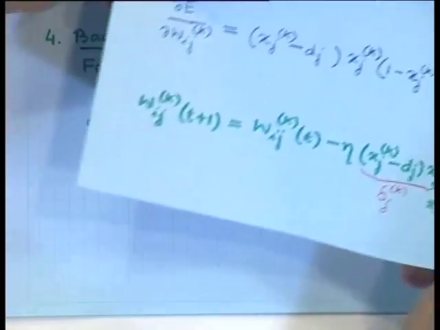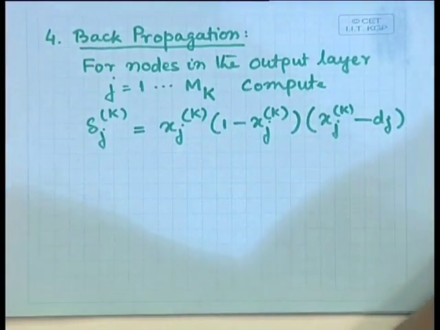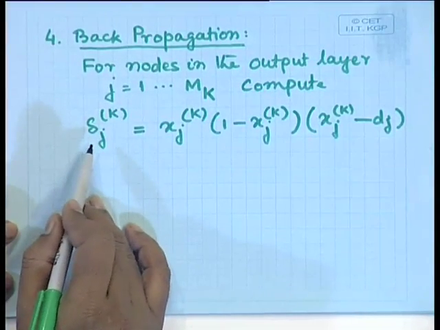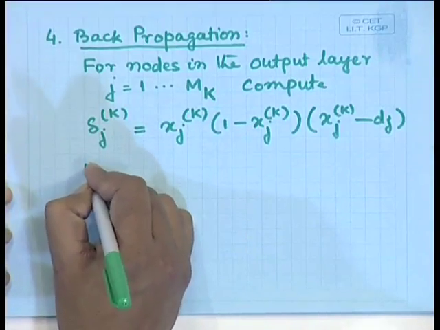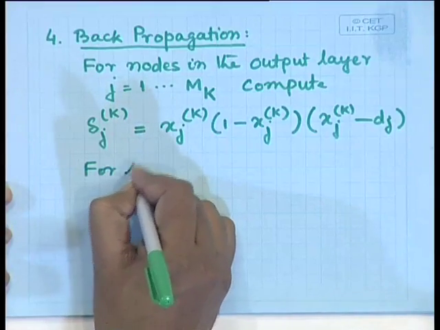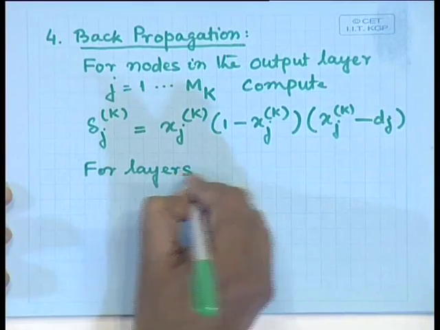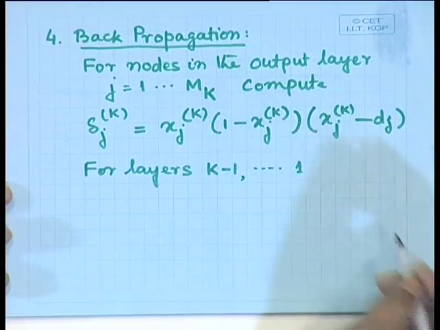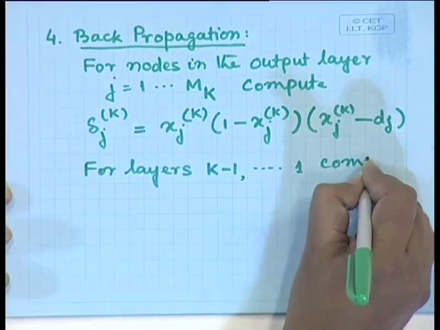Okay. So, this is what you do for the nodes in the output layer, but you find that the computation of this increment term for the input layer nodes or for the hidden layer nodes has to be slightly different, because there the contribution to error is because of propagation from various other nodes. Okay. So, for other nodes, for layers k minus 1 up to layer 1, this computation will be slightly different.